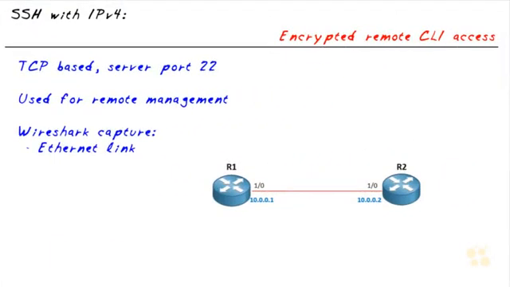In this nugget, you and I labbed up SSH on R2. We connected to R2 from R1, with R1 acting as an SSH client. We captured the traffic, and then we looked at it under the microscope of Wireshark.